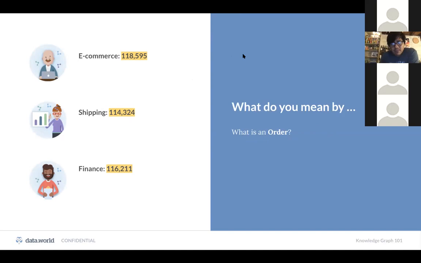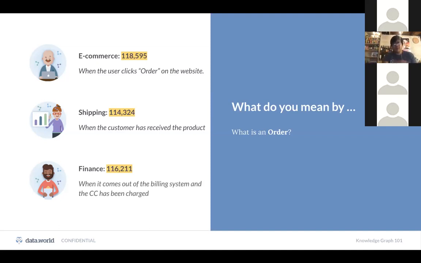This is the problem. For e-commerce, when you use the word order, it means when somebody clicked order or checkout on the website. For the shipping folks, it means the package was delivered. For the finance folks, it's when the money came into the system. So technically everybody's right, but at the same time, everybody's wrong, depending on the context. So this is where the semantics come in. We have one word that can mean multiple things, or the other way around: I can use 3 different words, but they all mean the same thing.